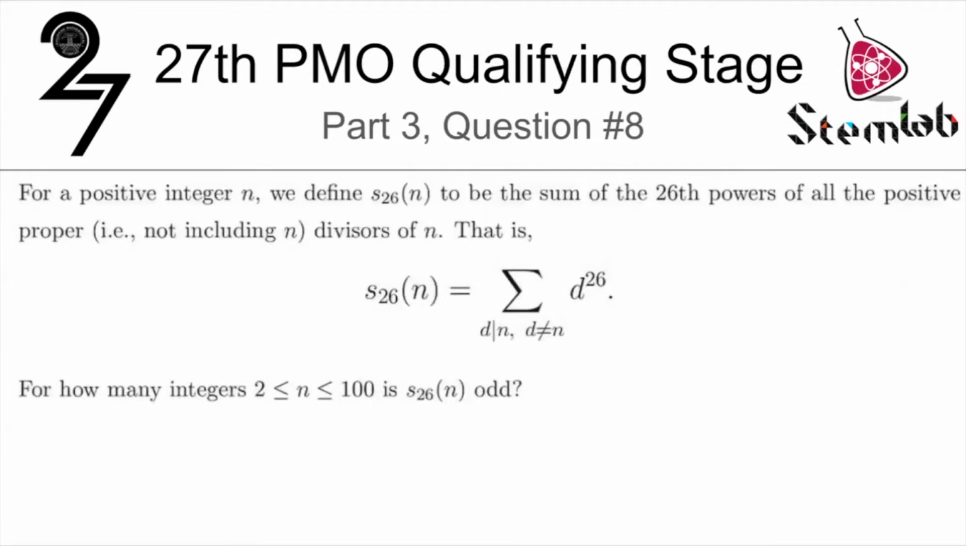Here, the problem states: for a positive integer n, we define the function s sub 26 of n to be the sum of the 26th powers of all the positive proper divisors of n. So the expression is written differently here. That is what s sub 26 of n is. For how many integers n, with 2 less than or equal to n less than or equal to 100, is s sub 26 of n odd? You may pause here to see if you want to give it a try before diving in.